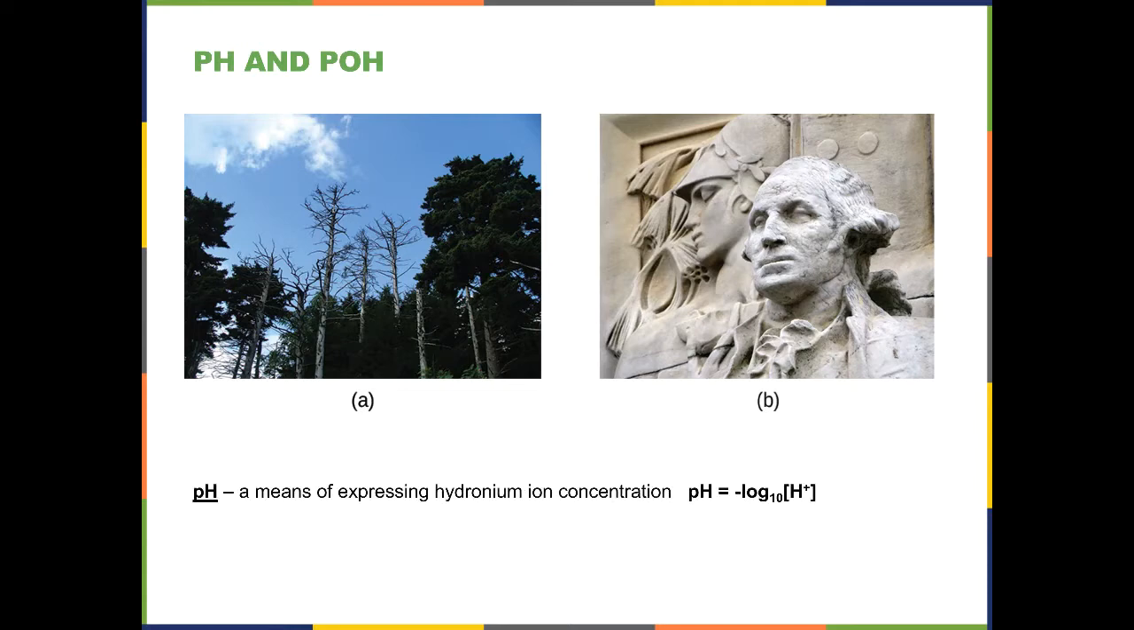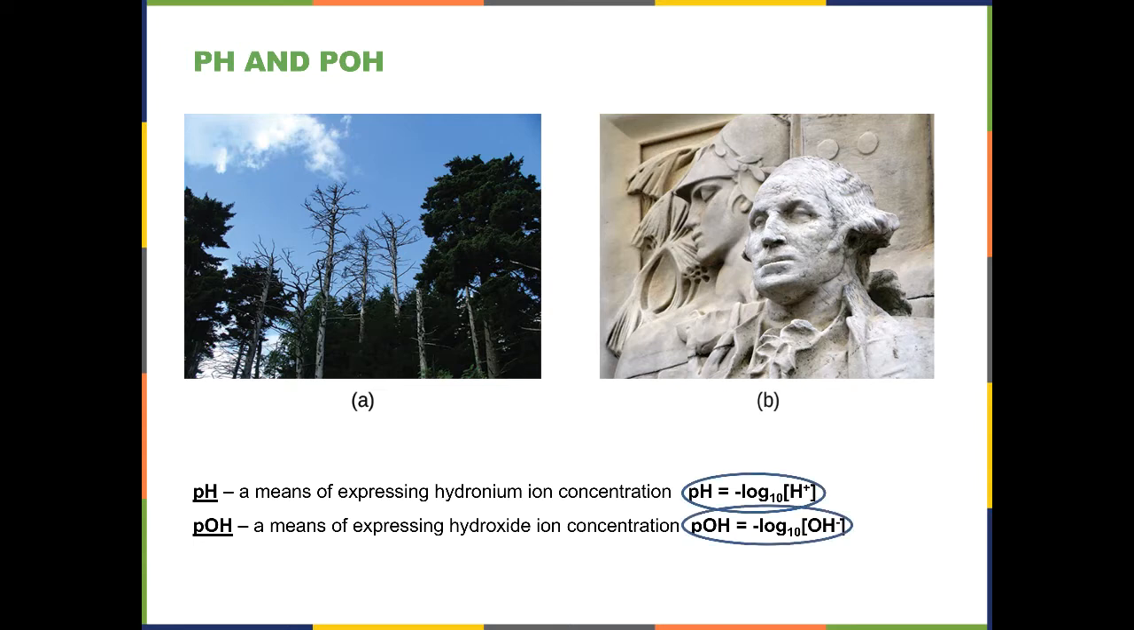Well, what is the definition of pH? pH is just a means of expressing the hydronium ion concentration. The formula for it is given here, and the pOH is the same idea. The only difference is one measures hydronium ion concentration, the other measures hydroxide ion concentration. These are two formulas that you really need to keep close. And you'll notice that it's a negative log base 10 of the hydrogen ion concentration.